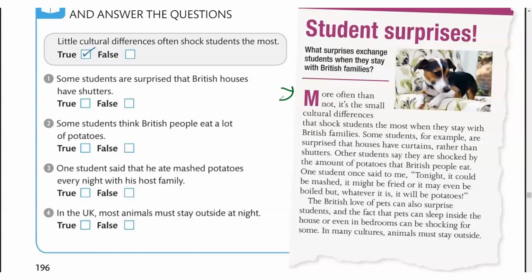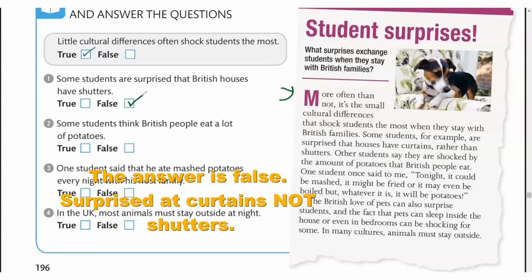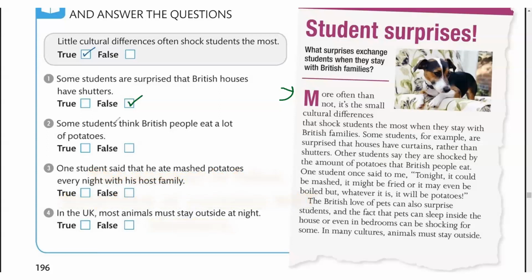Okay, let's go. True or false? Some students are surprised that British houses have shutters. Are they surprised? Okay. False. Number 2, some students think British people eat a lot of potatoes. True. One student said that he ate mashed potatoes every night with his host family. False. And number 4, in the UK, most animals must stay outside at night. False.